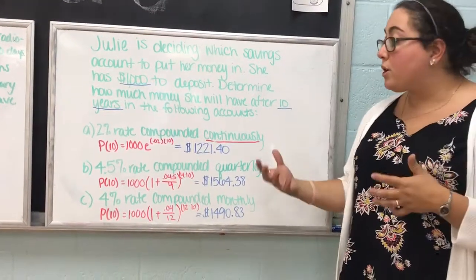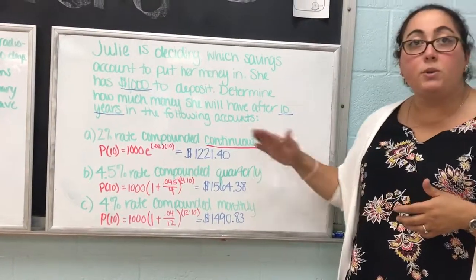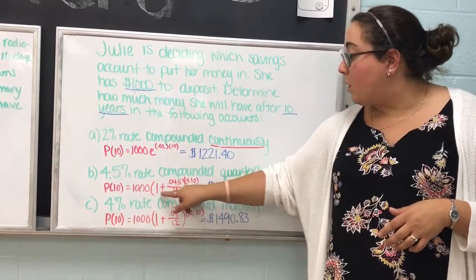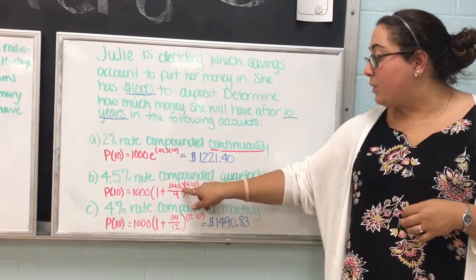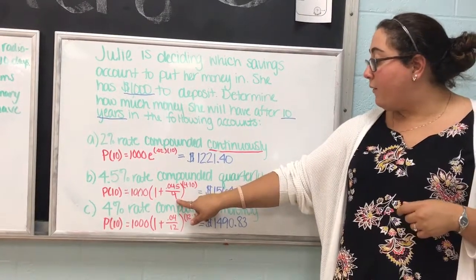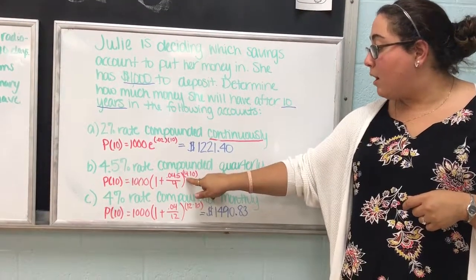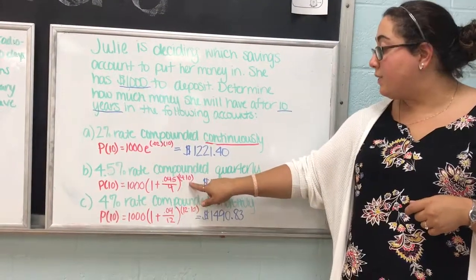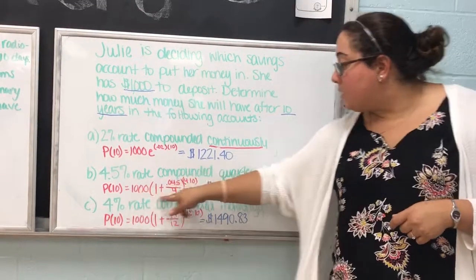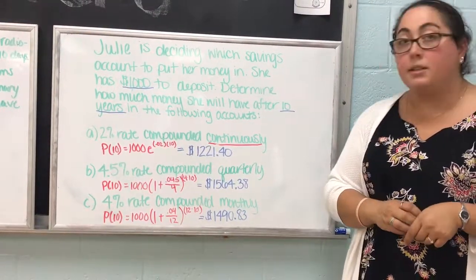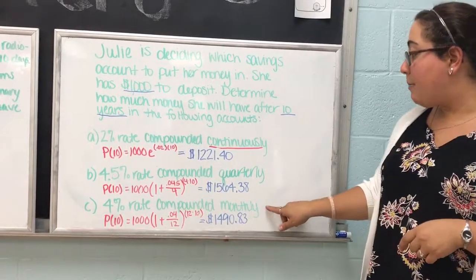Part B says 4.5% rate compounded quarterly. So if it's compounded quarterly, it's not continuously, we have to use that last formula, which is the initial amount of 1,000 times 1 plus the rate, which is changed to 0.045, divided by 4 because it's quarterly. That 4 is the same up here as well, and again it's after 10 years. So when I put this into a calculator, I end up getting $1,564.38.